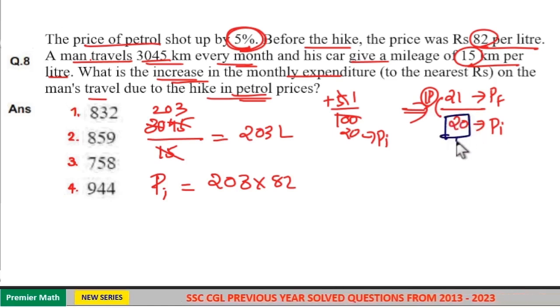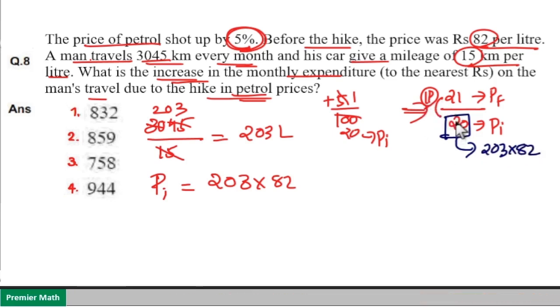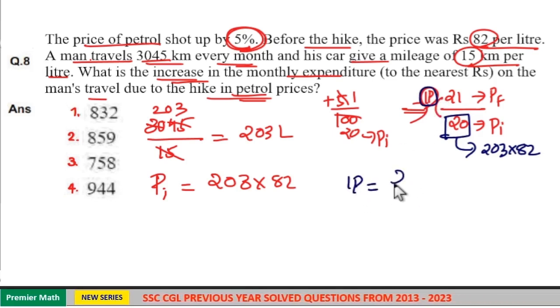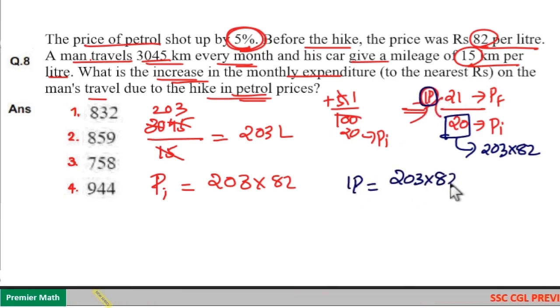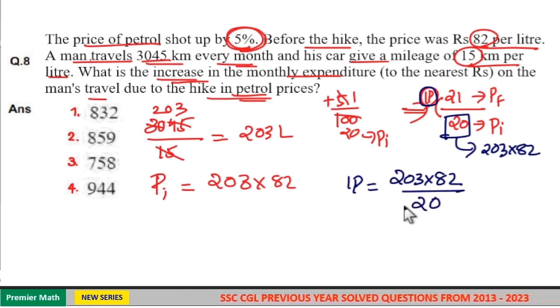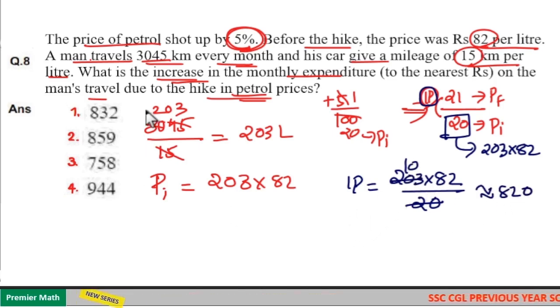So we have to find what 1 part is here. Here 20 parts is the initial price he has to pay, which is 203 into 82. So the increment is 21 minus 20, 1 part. So 1 part is equal to 203 into 82 divided by 20. If I consider 203 as 200, then 20 goes 10 times in 200. So this is around 820. Nearly 820. Here the answer is option 1, 832. So option 1 is your answer.